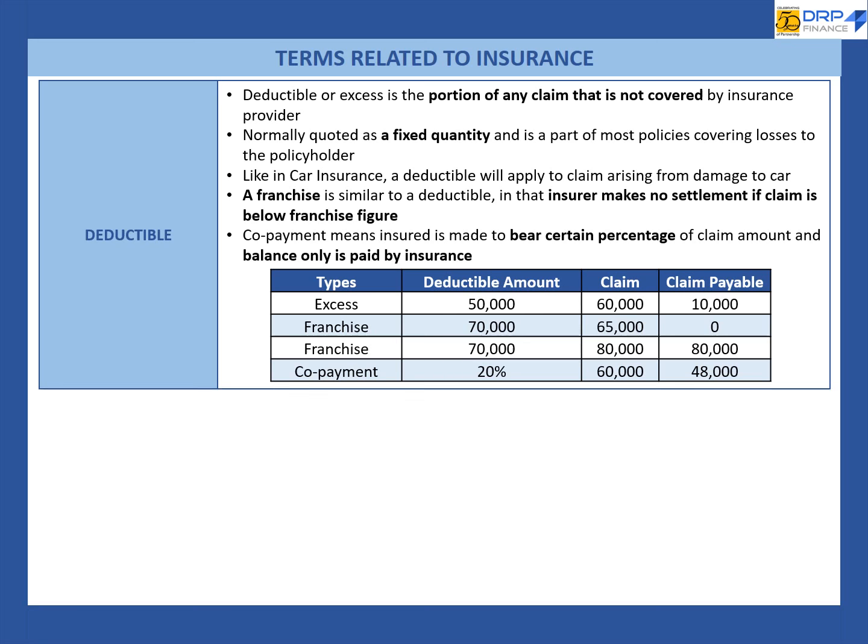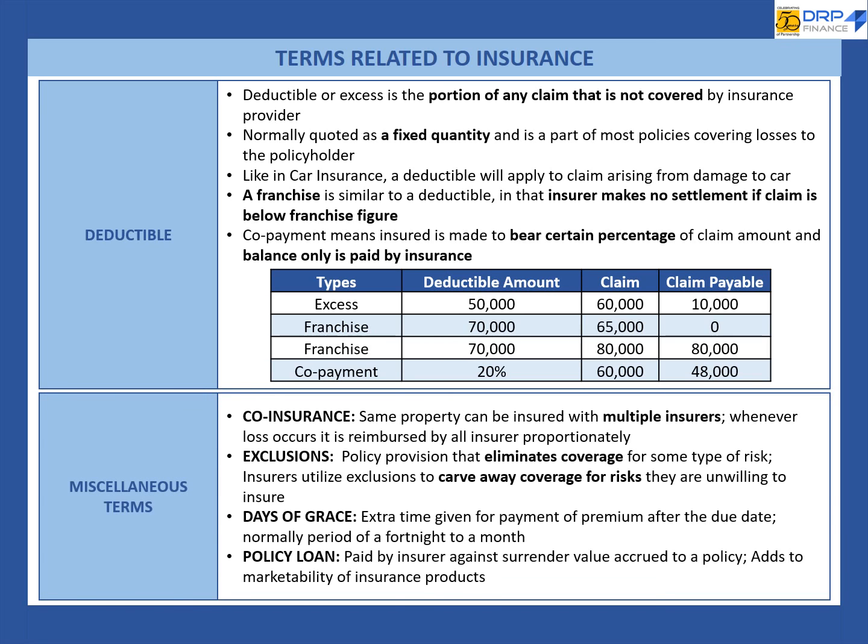Let's go through certain miscellaneous terms. First, co-insurance. Co-insurance means the same property can be insured with multiple insurers. Whenever a loss occurs, it is reimbursed by all insurers proportionately. Next is exclusions. A policy provision that eliminates coverage for some type of risk. Insurers utilize exclusions to carve away coverage of risks they are not willing to take.